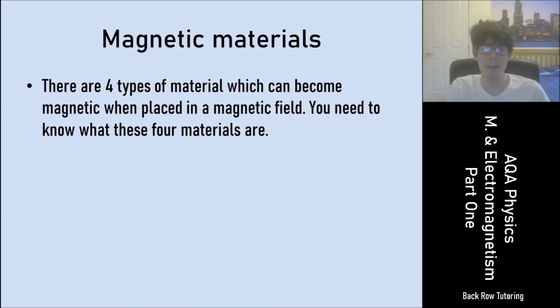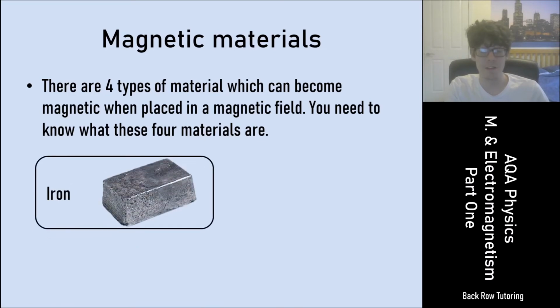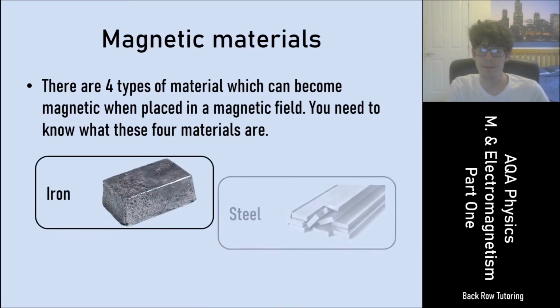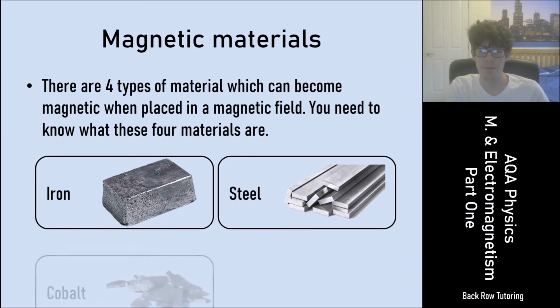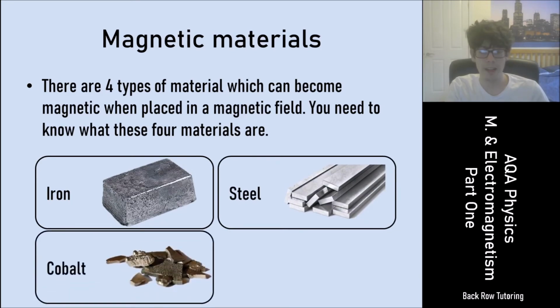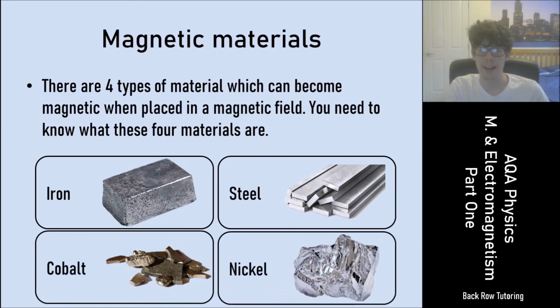Now, there are 4 types of material which can become magnetic when placed in a magnetic field, and you need to know what these 4 materials are. And when I say these 4 materials become magnetic, I mean that these could be induced magnets. Iron is the first example of one of these materials. Steel is as well, as is cobalt, and so is nickel. So if you take any of these materials and place them within a magnetic field, then they will become induced magnets.